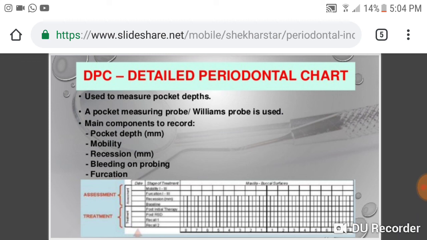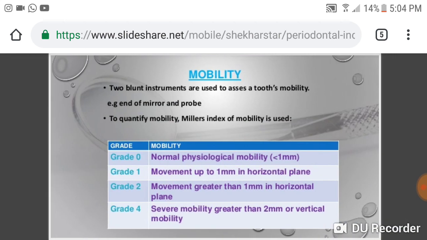DPC, that's detailed periodontal chart, used to measure pocket depth. A pocket measuring probe, Williams probe, is used. Main components to record with pocket depth: mobility, recession, bleeding on probing, furcation. For mobility, two blunt instruments are used to assess a tooth's mobility, for example the end of a mirror and a probe. To quantify mobility, Miller's index of mobility is used.